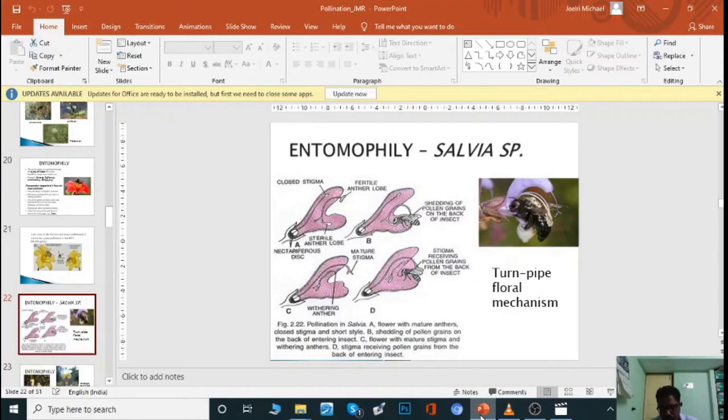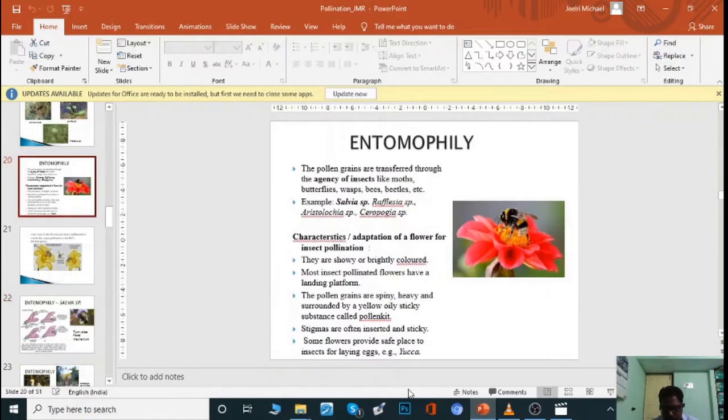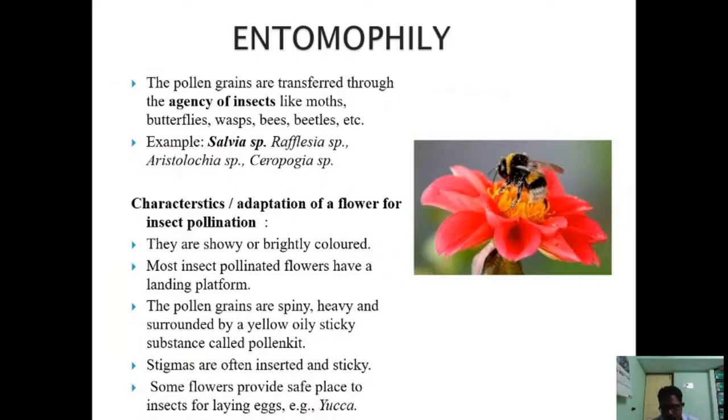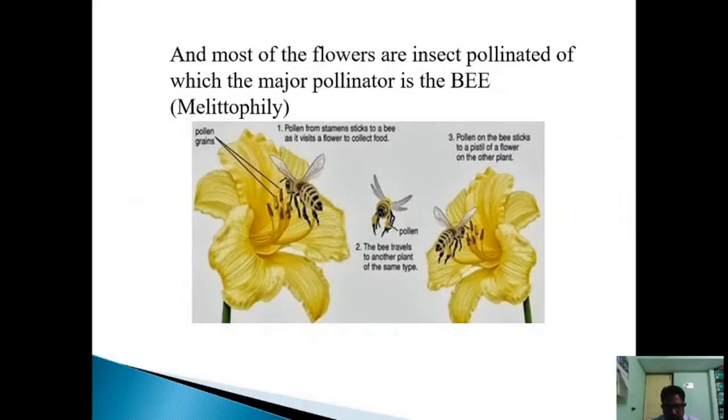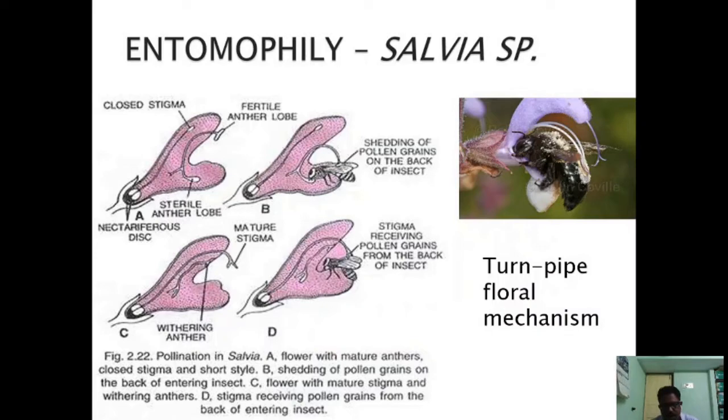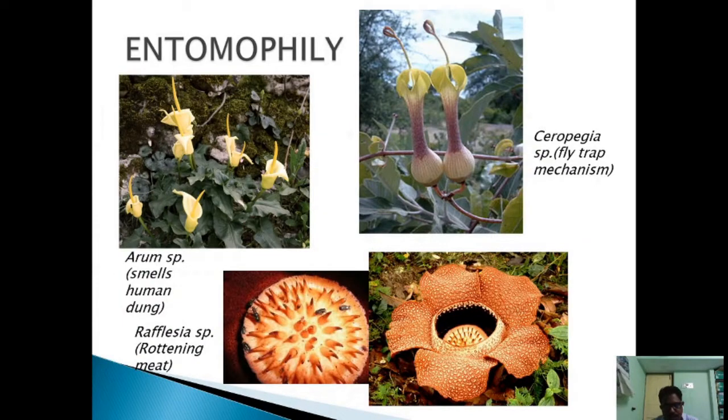Now, so far we are discussing the different types of pollination. Especially, we have covered anemophily, hydrophily, and now we are talking about entomophily and their adaptations. And we have seen about salvia, which has a very special type of mechanism for pollination. Now, there are other different plants that are very good examples for entomophilous flowers, especially the arum species.